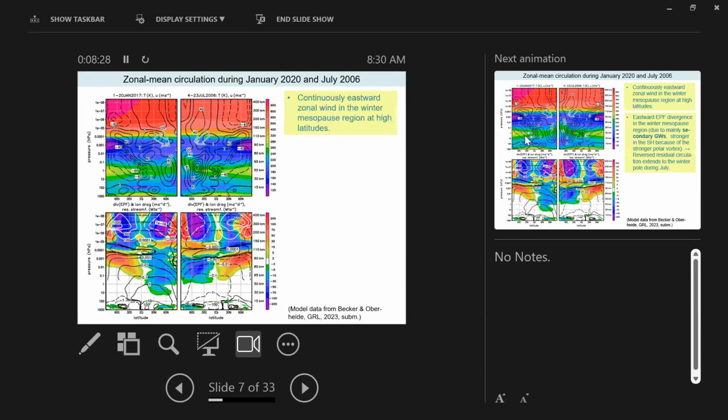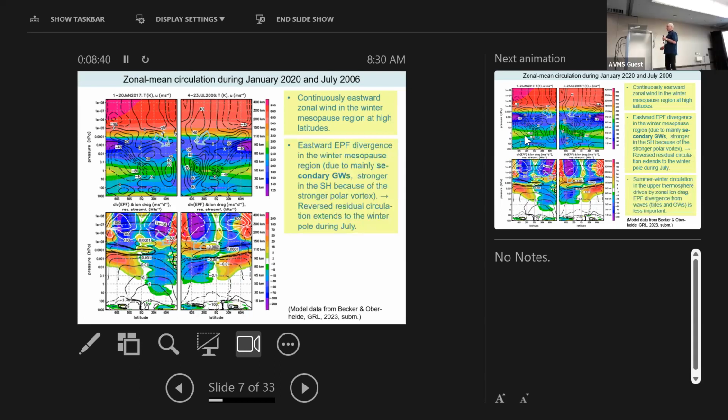So first of all, you may notice, as I indicated here with these arrows, there's continuously eastward zonal wind in the winter mesopause region, as is observed. So why is this? We see there's eastward EP flux divergence in these regions. And you see the eastward EP flux divergence is stronger in the southern hemisphere. This eastward EP flux divergence is, of course, due to all waves that are resolved here, so it includes all those tides and planetary waves. But when you look more into the details, this is mainly due to gravity waves.